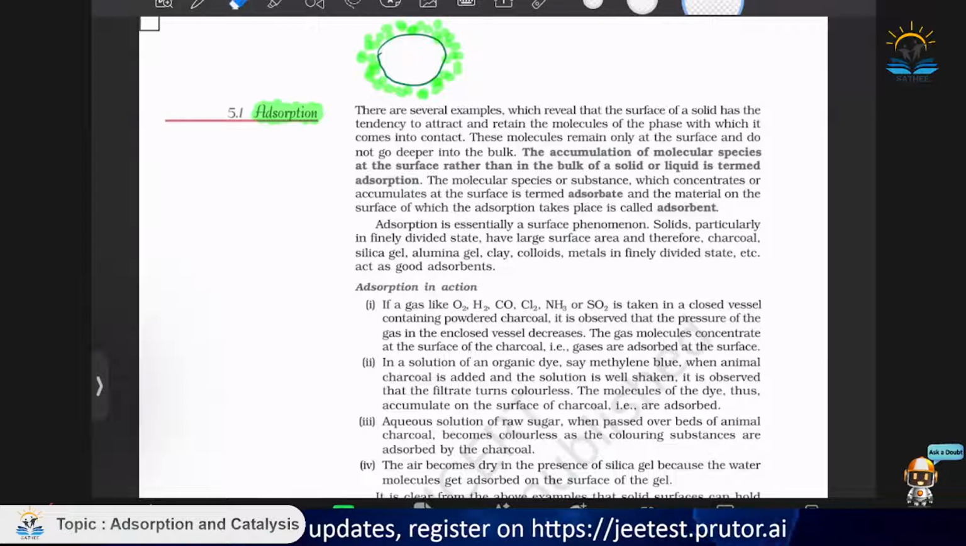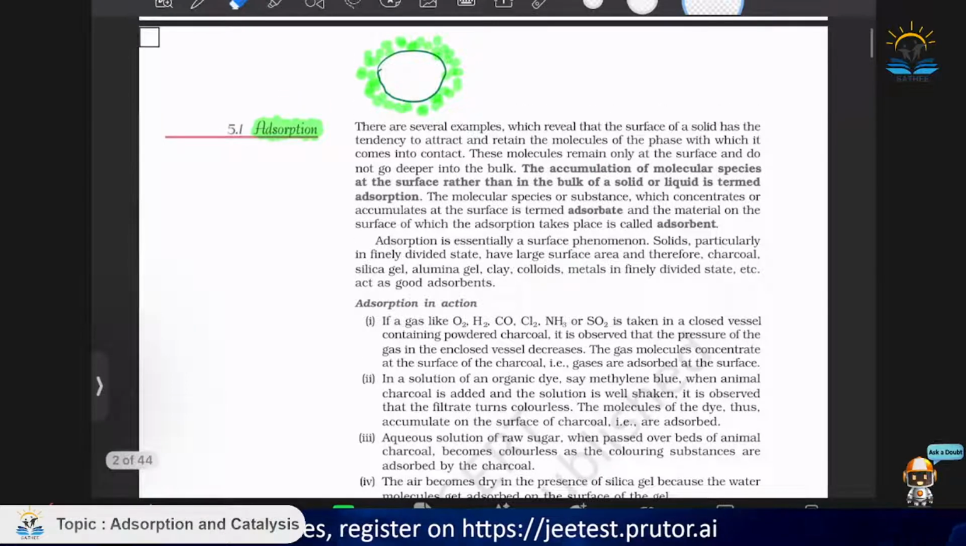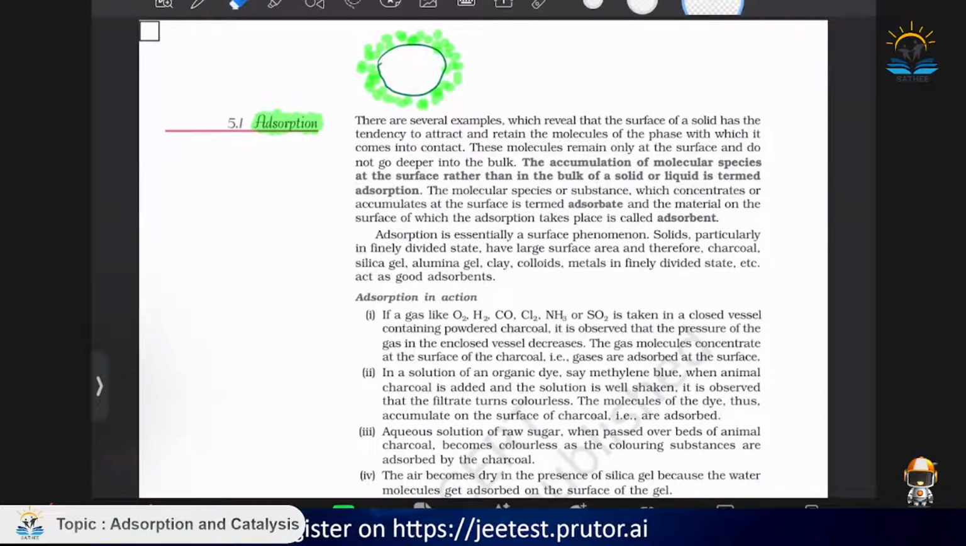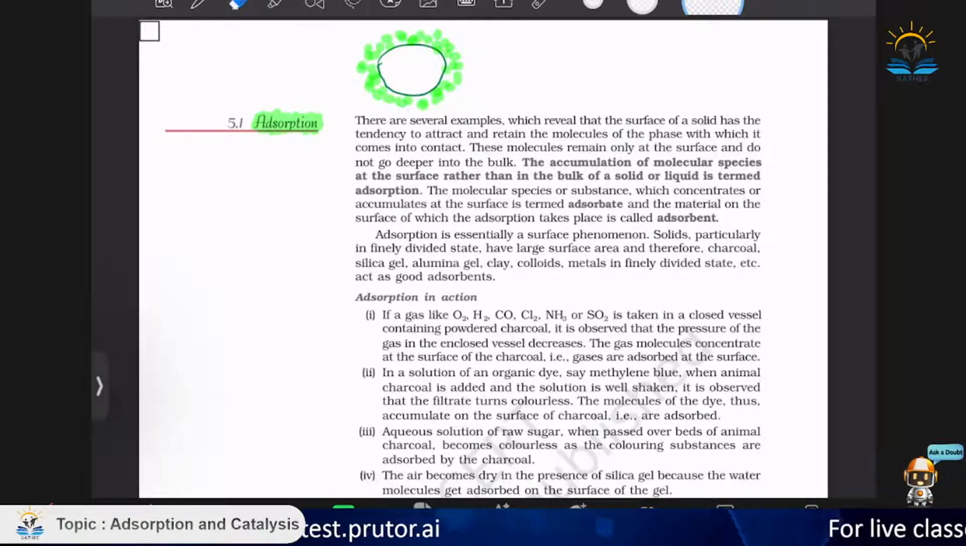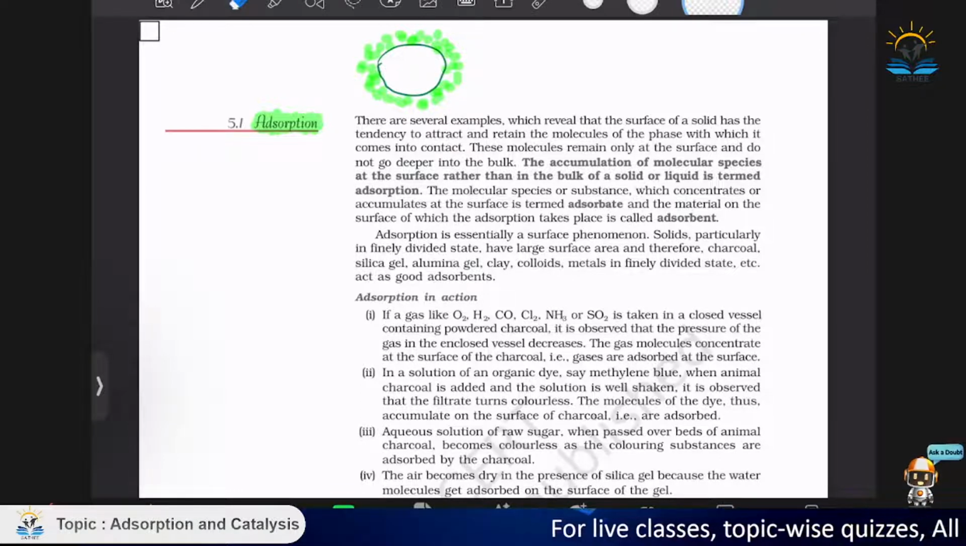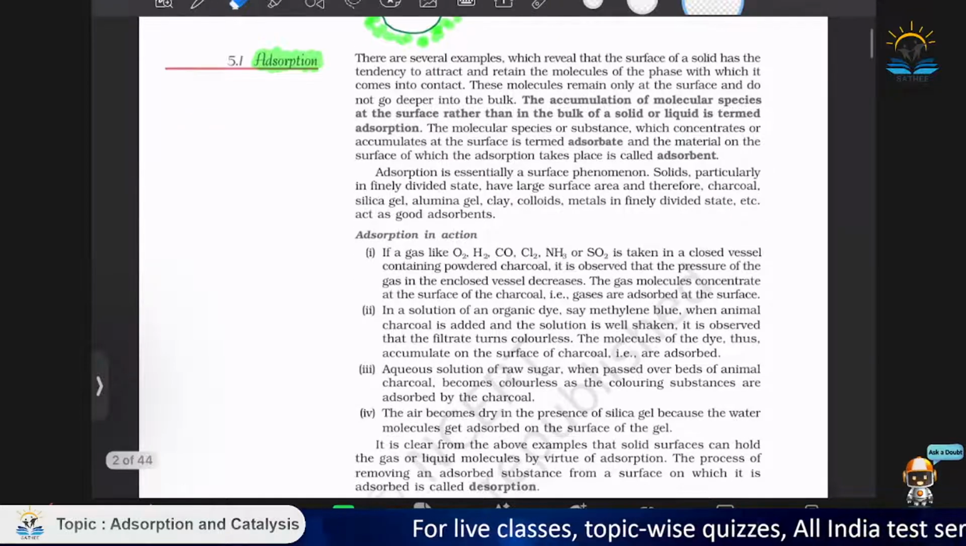but we frequently see other examples where, for example, the adsorbate is a liquid and the adsorbent is a solid, or the adsorbate is a gas and the adsorbent is a liquid, or even the adsorbate is a solid and the adsorbent is a liquid. So there are varied examples. Don't assume that only a gas is adsorbed over a solid.